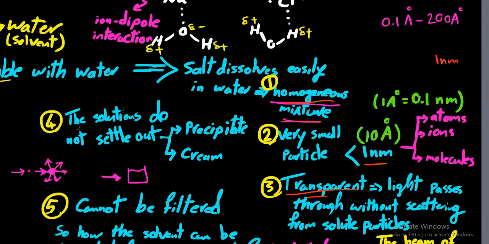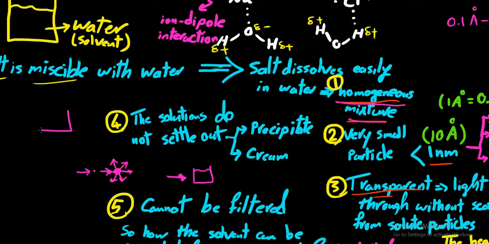And the fourth characteristic is that solutions do not settle out. They don't precipitate. They don't cream out at the surface of the solution, because the particles are too small again. Just suppose we've got a solution here, and the particles are too tiny, too small.